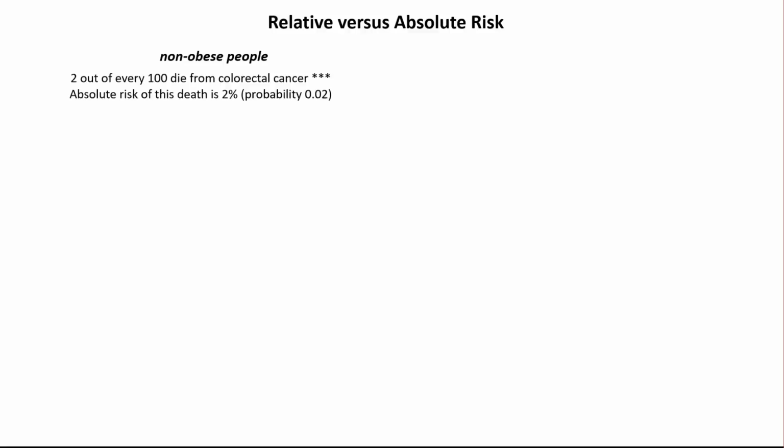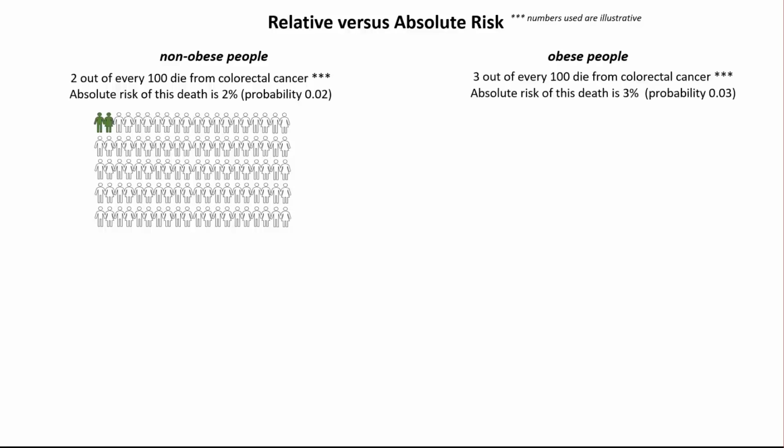So first of all, we note that 2 out of every 100 non-obese people dies from colon cancer. It's quite a common cause of death. So we say that the absolute risk of a non-obese person dying from colon cancer is 2%, probability of 0.02. Now, among obese people, 3 out of 100 die of colon cancer, so the absolute risk is 3%.